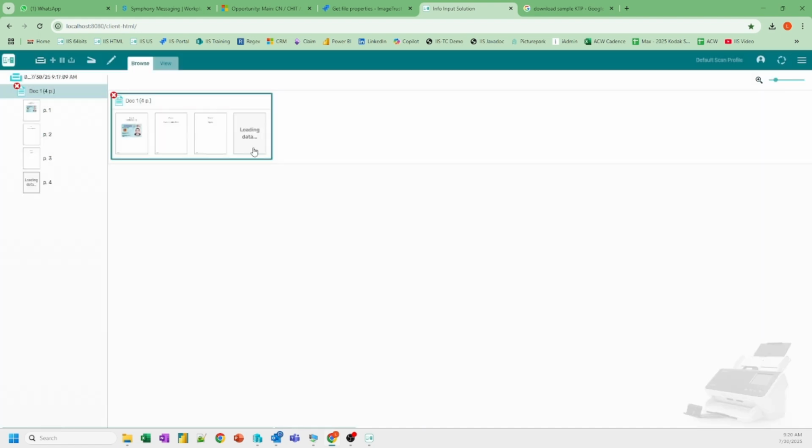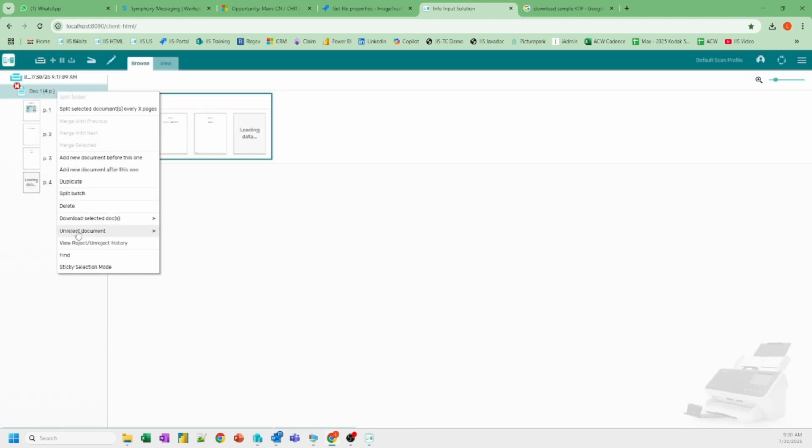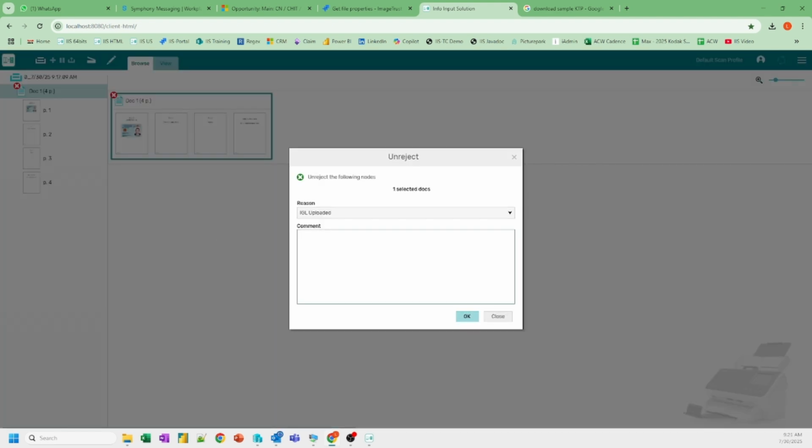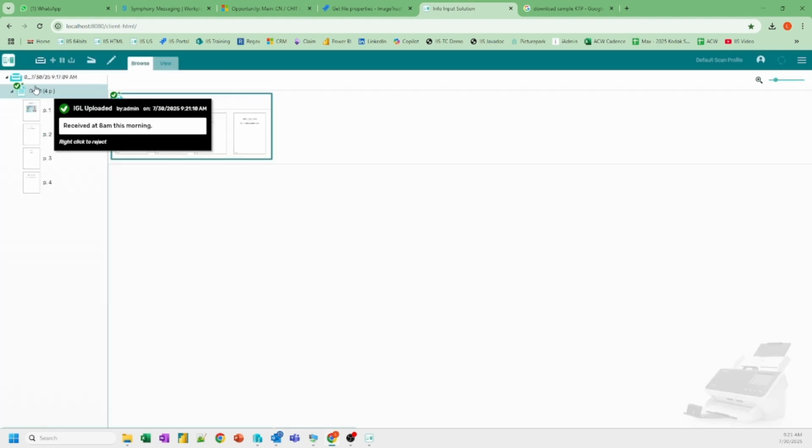Once I attach the document, I will have to come here to say that I want to clear the rejection. It means that the problem earlier is cleared, and I have the option now for IGL uploaded, meaning I've done my job, and I can also put in my comment. So, received at 8 a.m. this morning. Yep, so the document is uploaded. Then I click OK. Now you can see that the cross button is no longer there.